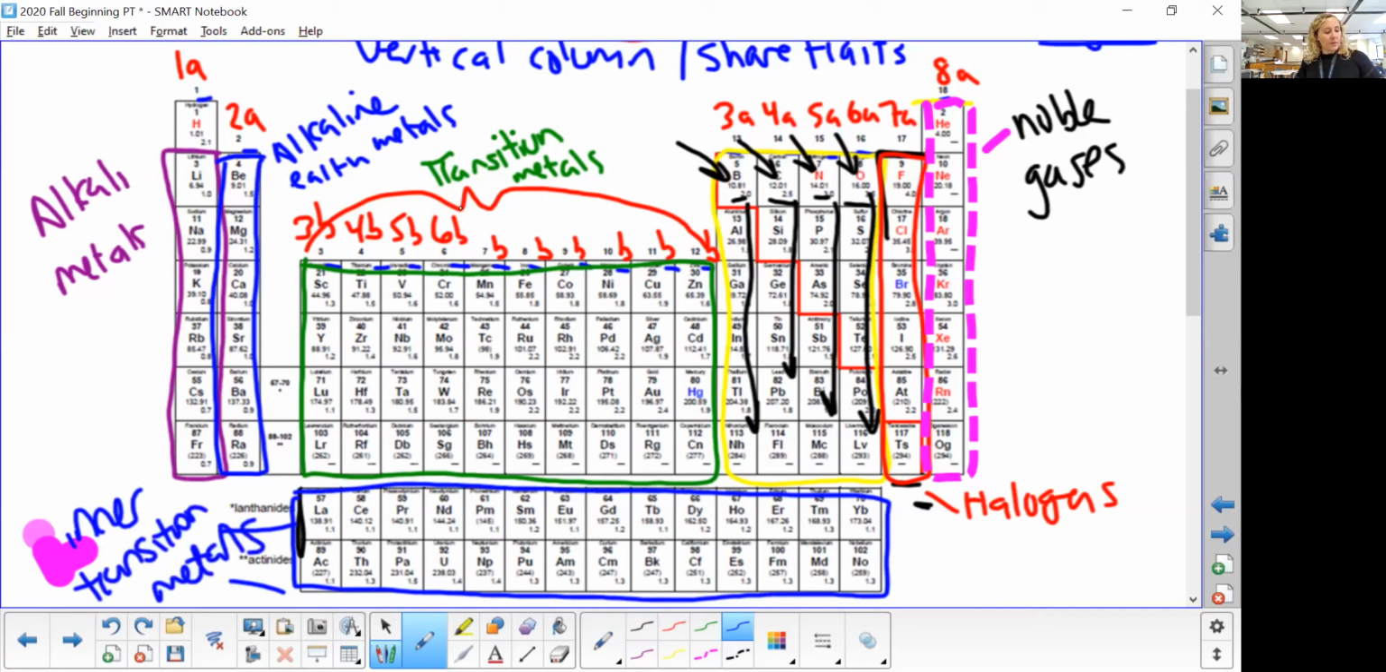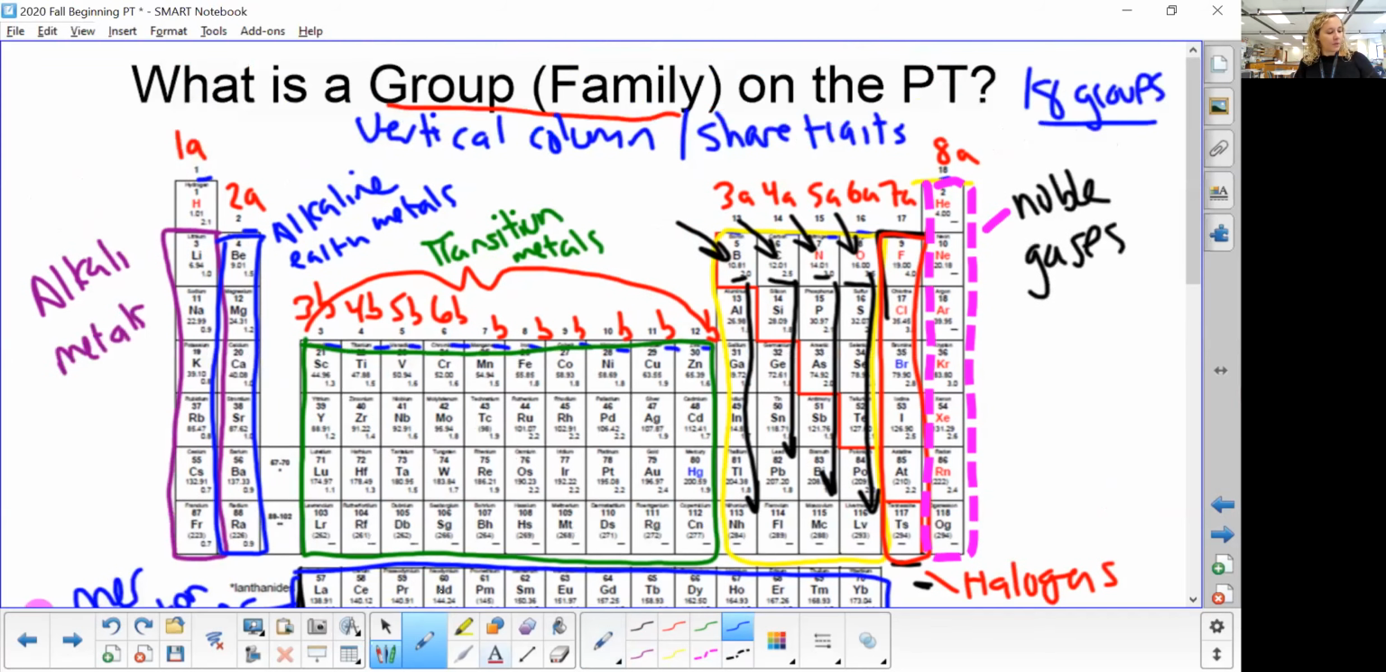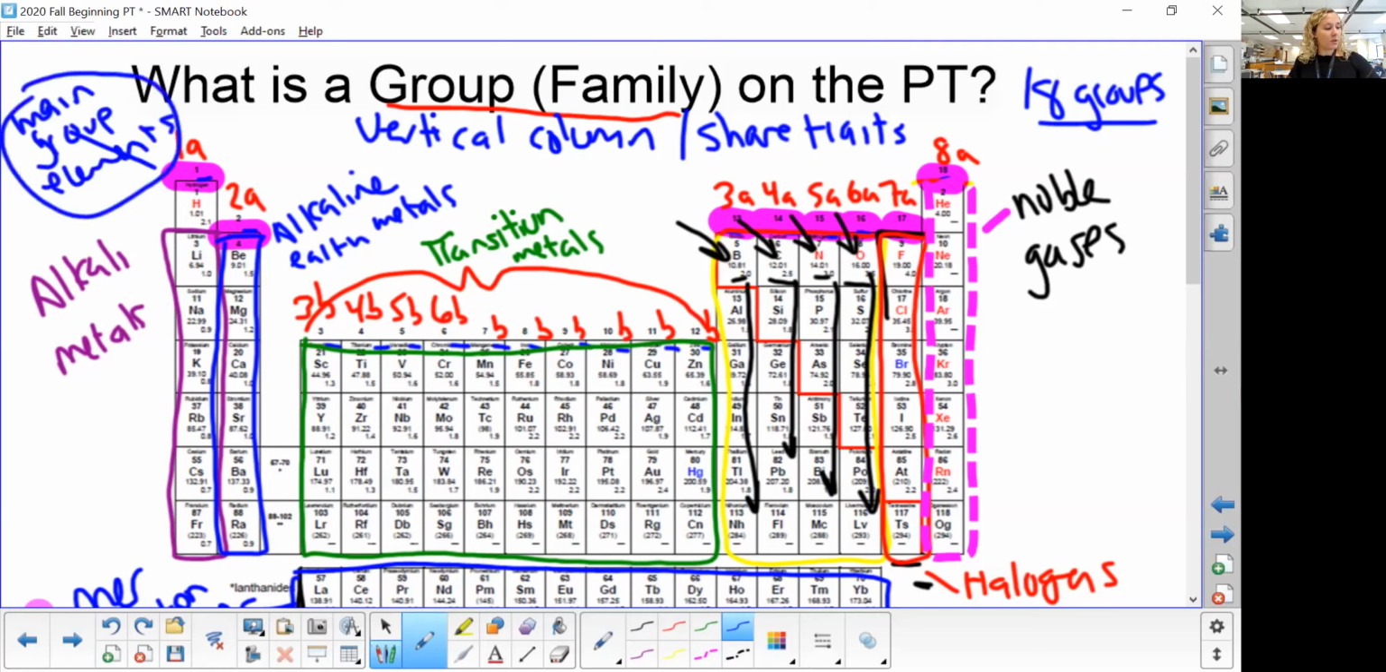So you've got your main transition metals and your inner transition metals, and then you'll also learn that groups 1, 2, and 13 through 18 are what's known as your main group elements, or the representative elements. And then you've got your non-representative elements, which are your transition metals.